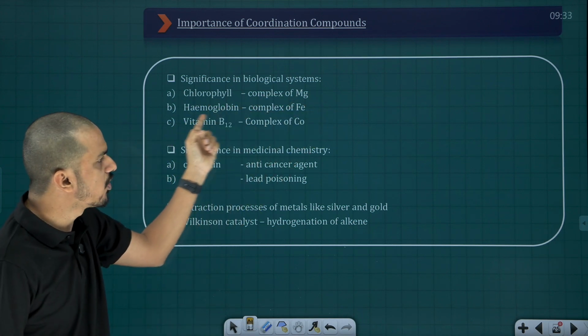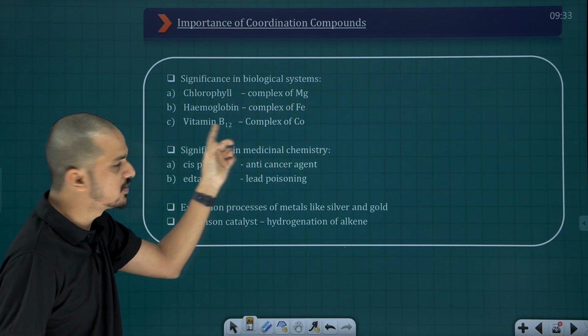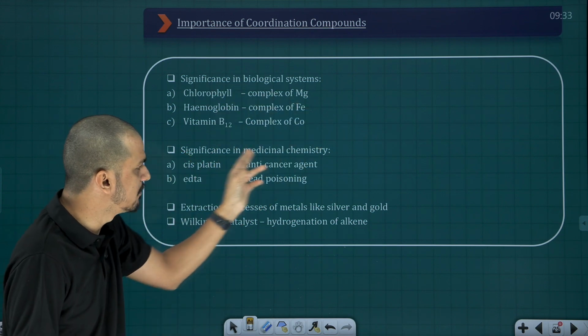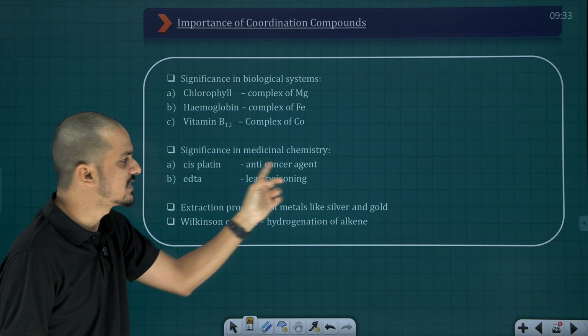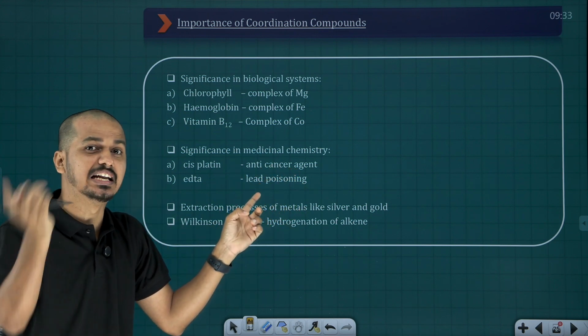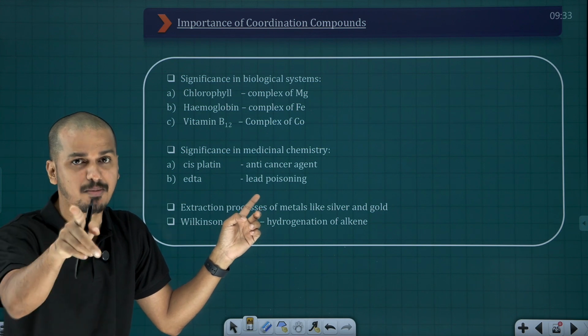Magnesium. Hemoglobin is a complex of iron. Vitamin B12 is a complex of cobalt. Cyanocobalamin we know, and its significance in medicinal chemistry. Cisplatin is an anti-cancer agent, and if it is transplatin, what will happen? That will induce the cancer. So cis and trans have that much importance.